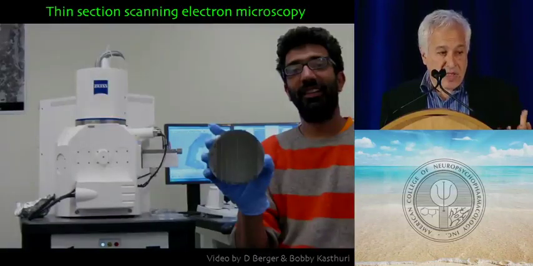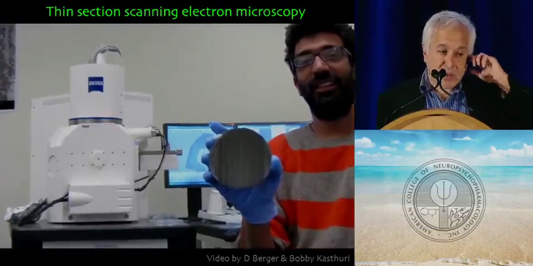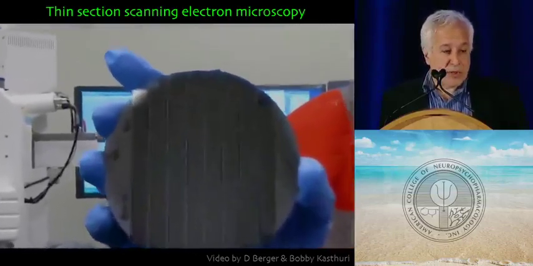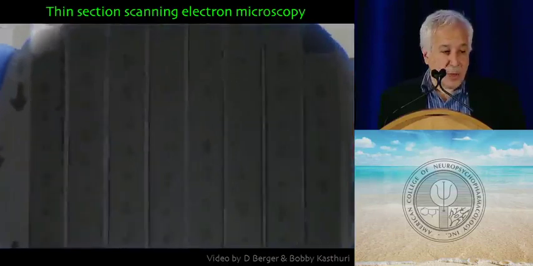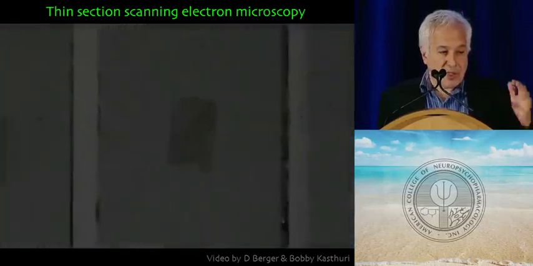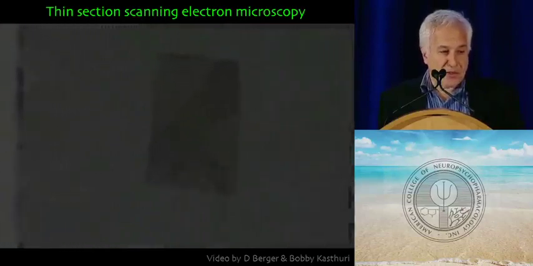And then we take those wafers and we image them in the electron microscope. Bobby Kasturi is holding his hand very still, so you can see what these sections actually look like. So that is a section of cerebral cortex. It looks like the state of Maine, but it isn't. It's a cerebral cortex and the hippocampus at the bottom.